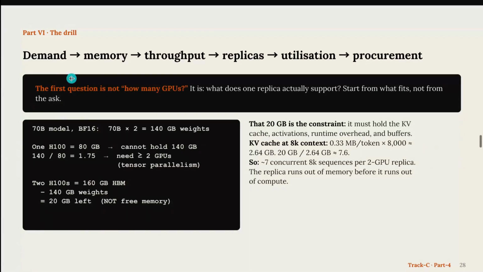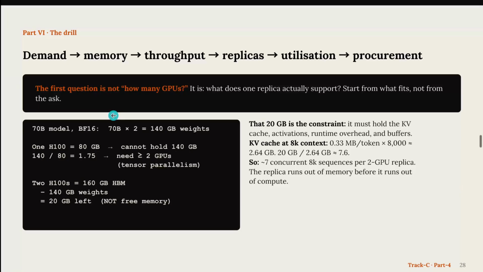So if there is a demand coming in, we need to understand the memory and the throughput, how many replicas are required, and understand the utilization also, because all of this will help us understand the procurement requirement in the first place.